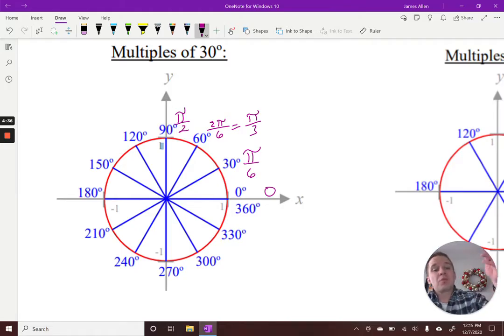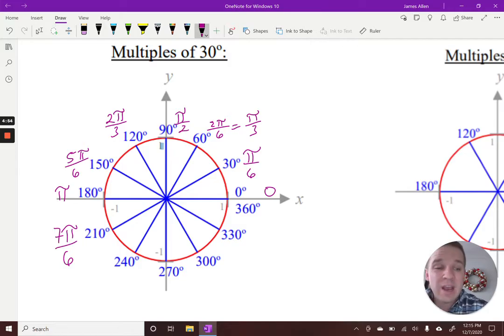Then I have 3 pi over 6, which is pi over 2, right? 4 pi over 6, which is 2 pi over 3. 5 pi over 6. 6 pi over 6, which is just pi. Then we have 7 pi over 6. Then we have 8 pi over 6, which would be 4 pi divided by 3. And then we have, where am I at?